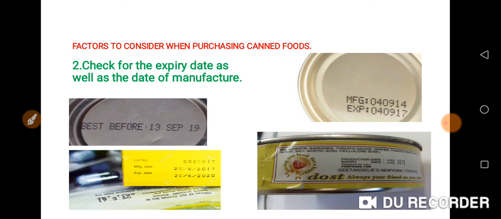And as you can see, any food that you want to buy, or any canned food, any product that you want to buy, make sure you check the expiry date. This is how they usually write it on canned food or packed foods. You either see MFG, which is the manufacturing date, and EXP, which is the expiry date, or you see best before. Best before means expiry date too. So you need to check the expiry date before you buy any canned food or any packed food.